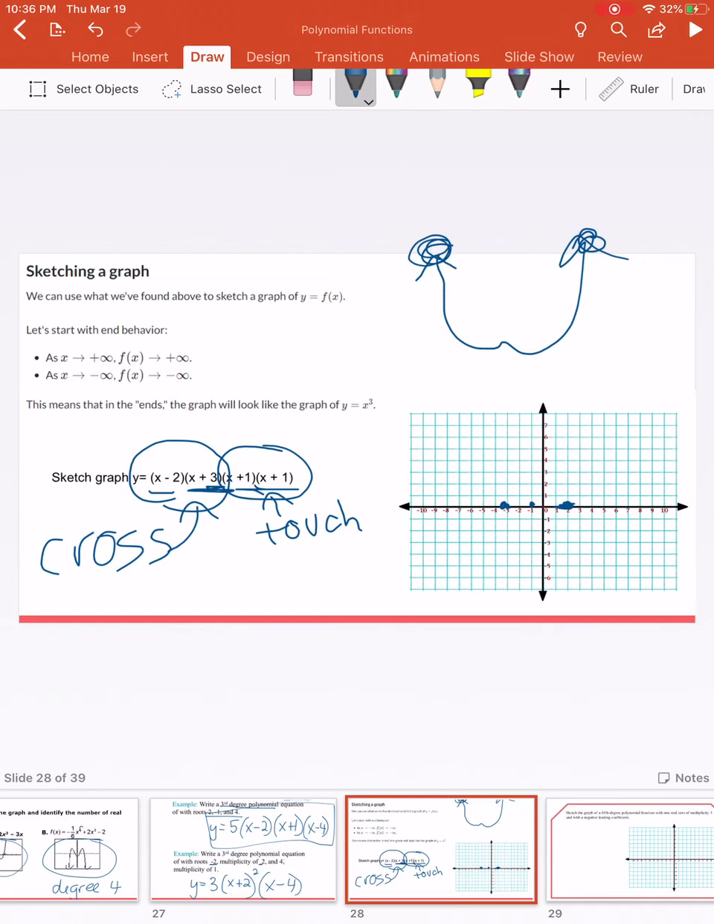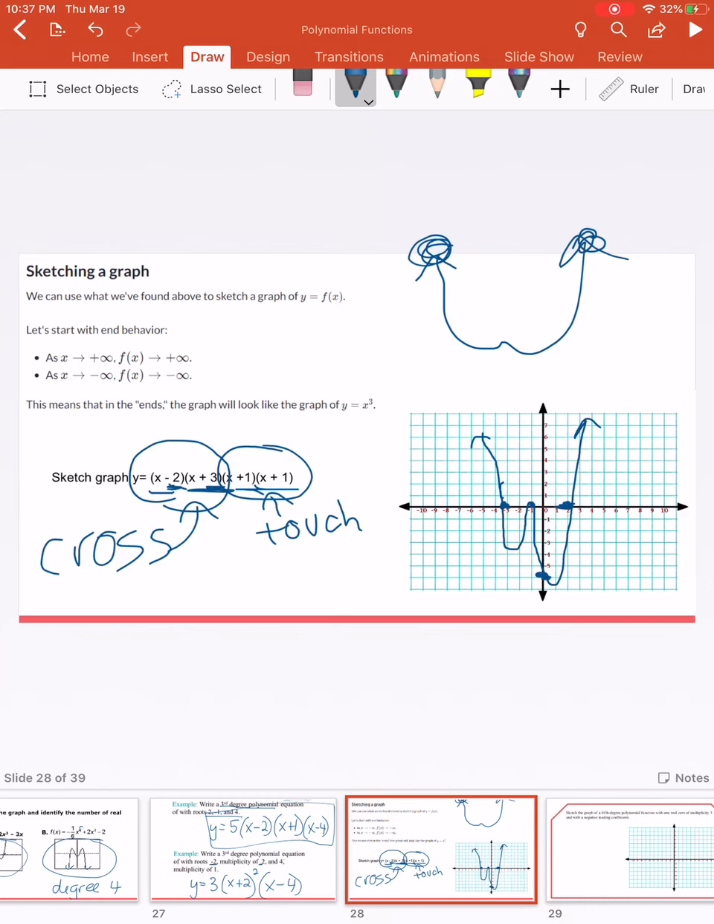The other thing I can take note of, of course, is my y-intercept. For my y-intercept, I'll end up multiplying all of these constants. So -2 times 3 gives me -6, times 1 gives me -6. So I have a y-intercept at -6. Now I know I start in quadrant 2, cross at -3, touch at -1, go down to my y-intercept, back up.